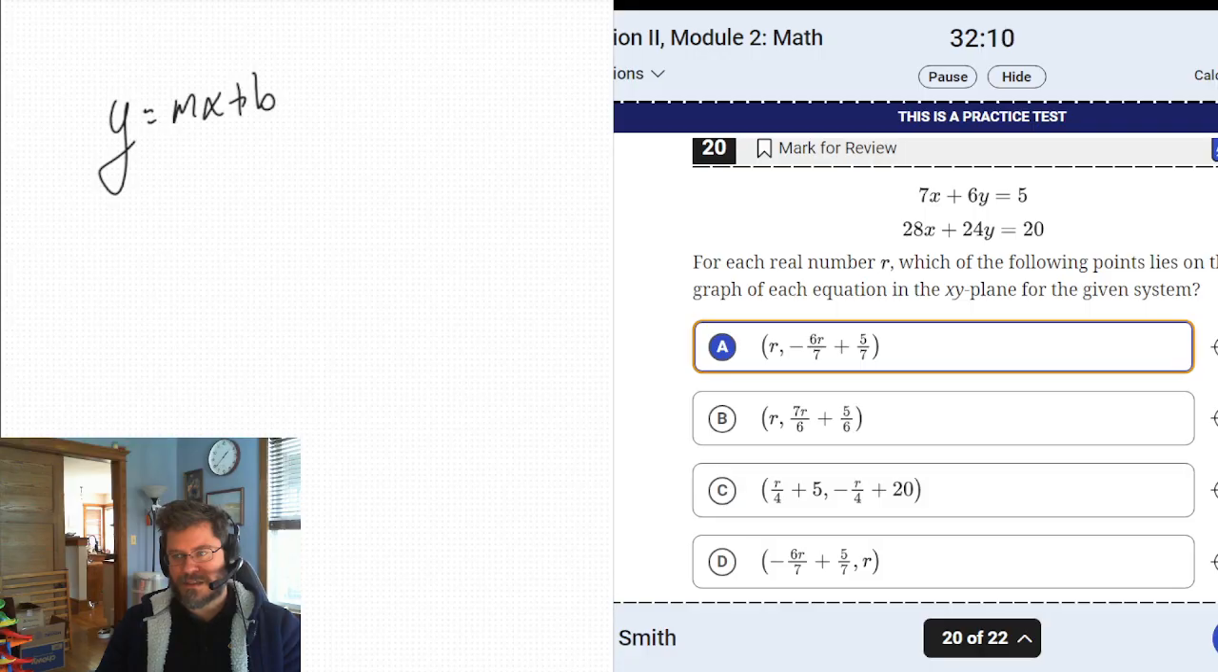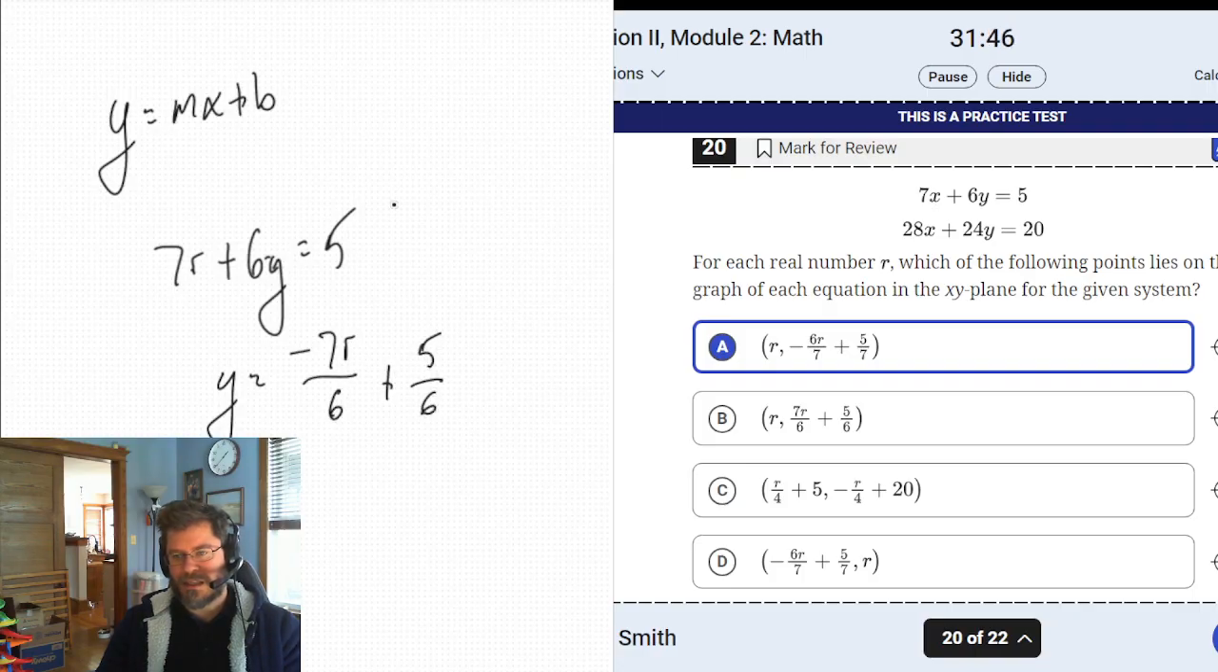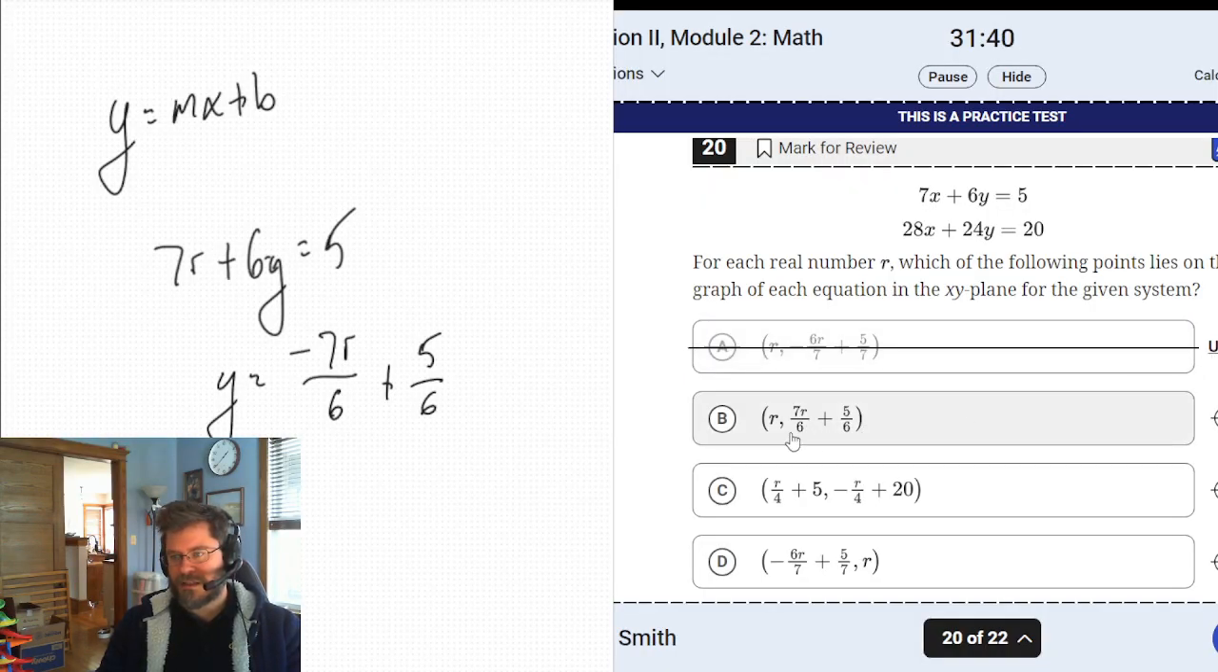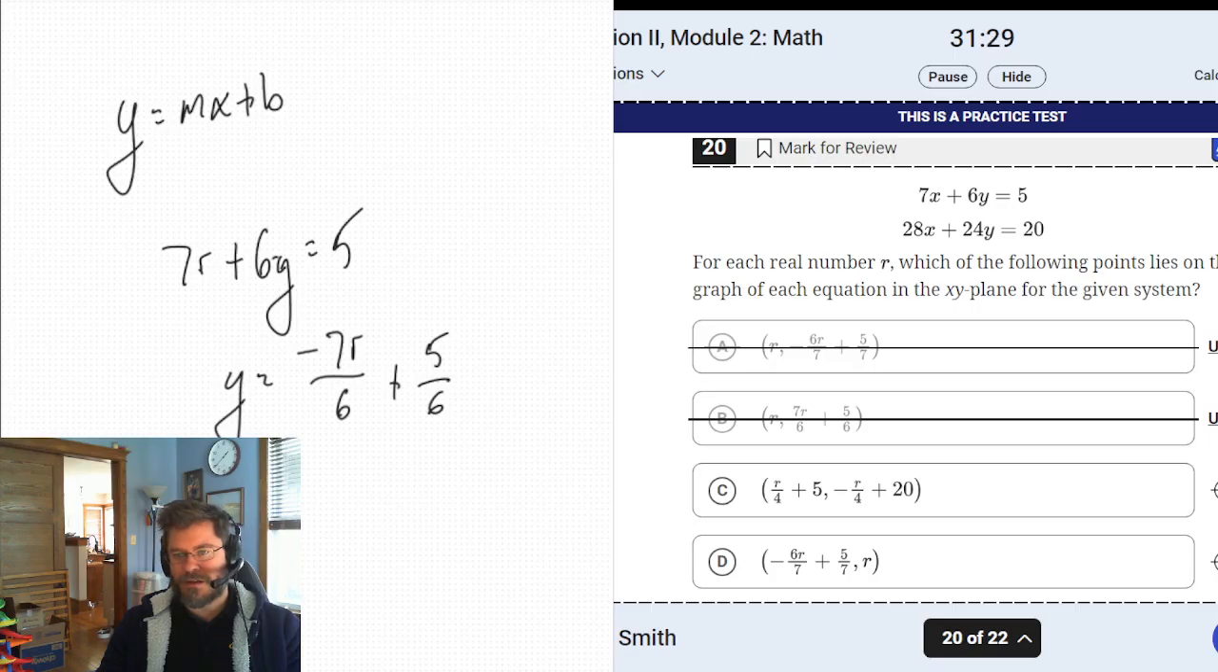So just plug in r for x. And the only way to do these is plug and check, by the way. That's really the only way to do it. So plugging in r for x, we get 7r plus 6y equals 5. Rearrange to get y equals. We get y equals negative 7r over 6 plus 5 sixths. So that gets rid of a. Let's see, it's negative 7r, so I know it's not b. It could be c. Let's go ahead and plug in r for y.